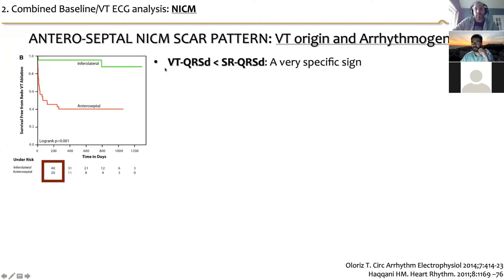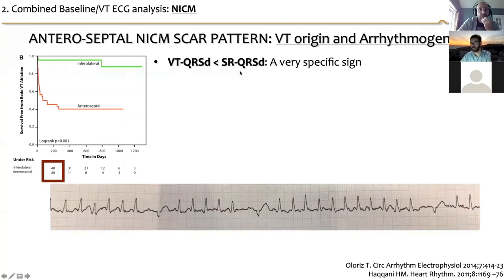One of the signs I like the most, because it's a very specific sign of a septal VT origin, and also a very specific sign to differentiate from SVT, is that if you get a narrower QRS complex during VT than what you get during baseline rhythm, this is telling you that the patient has a septal VT.